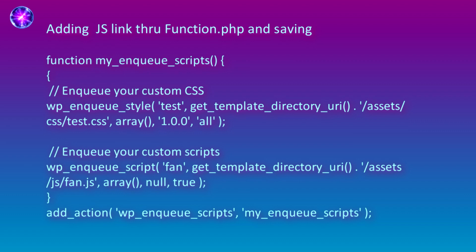Null is used to specify the version number of the script. It is set to null, which means no version number is specified. If you have a specific version number for your script, you can provide it as a string, for example 1.0.0. True is a boolean value which specifies whether the script should be loaded in the footer of the HTML page. When set to true, the script will be loaded in the footer, which is typically used for non-critical scripts.